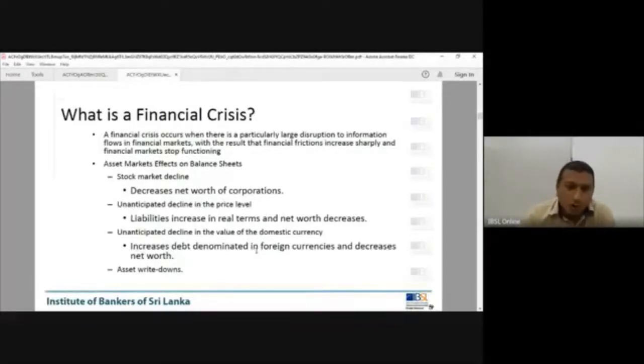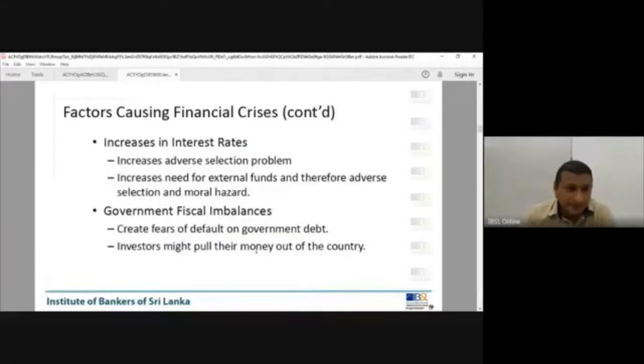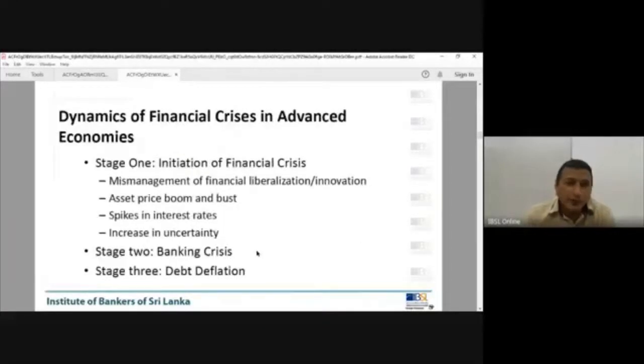And as we move on, we have seen factors that cause this financial crisis, and also we looked at so-called dynamics in advanced economies, where stage 1, stage 2, stage 3 we discussed. So I would not necessarily spend much time on detail in these things again. But one element is, we just mentioned debt deflation last week.